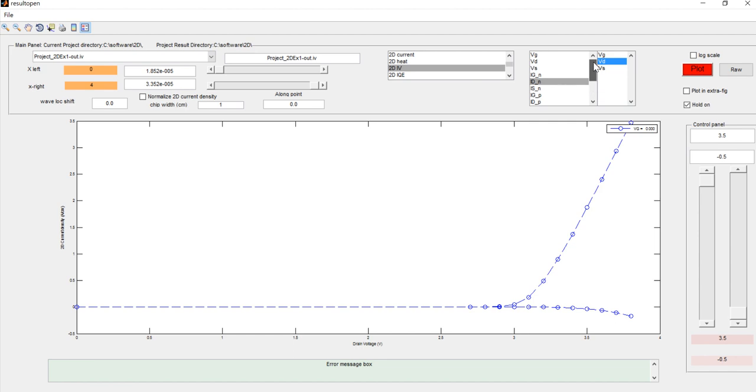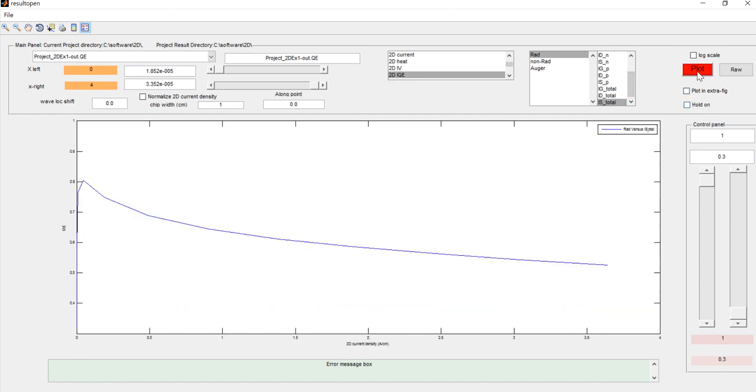Alright, so this is ID, and if you look at IQE, then we say ID, IS, total, IQE. Okay, so this is the IQE curve. Okay. So remember, this is a 2D simulation. So the current density unit is amp per centimeter. You can either change to total current in amp, or you need to change it to current density, because amp per centimeter is not what we are used to.